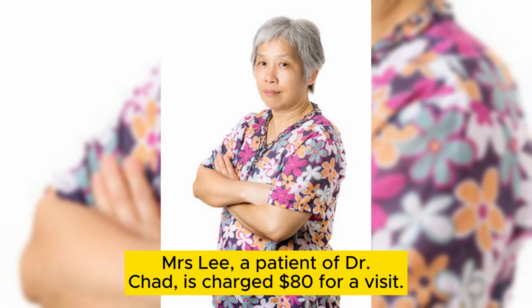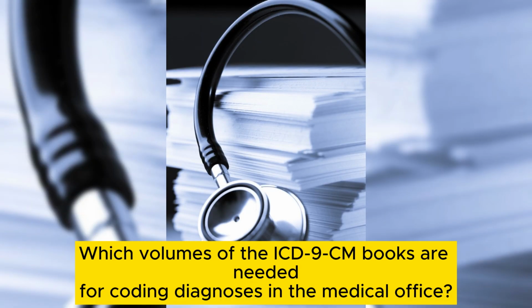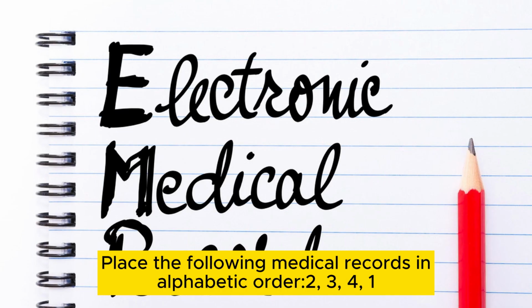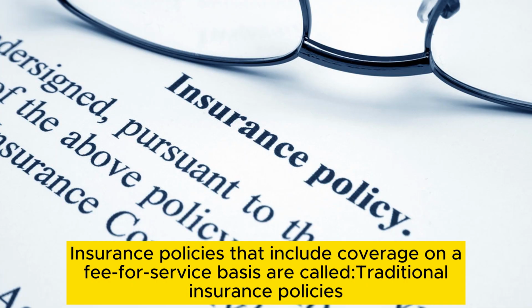What percentage will Medicare pay on an allowed claim? 80%. Mrs. Lee, a patient of Dr. Chad, is charged $80 for a visit. Medicare allows $60 for this visit and paid $48. Because Mrs. Lee has already met her yearly deductible, how much will she have to pay the physician? $12. Which volumes of the ICD-9 books are needed for coding diagnoses in the medical office? Volumes 1 and 2. Place the following medical records in alphabetic order: 23, 4, 1. Codes that cannot stand alone are E-codes. Insurance policies that include coverage on a fee-for-service basis are called traditional insurance policies.